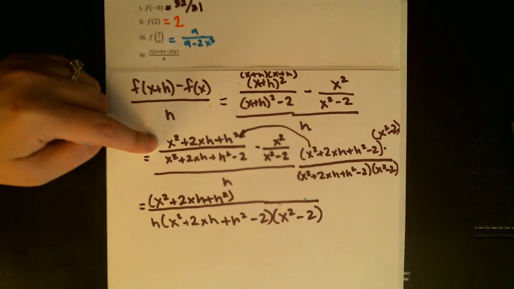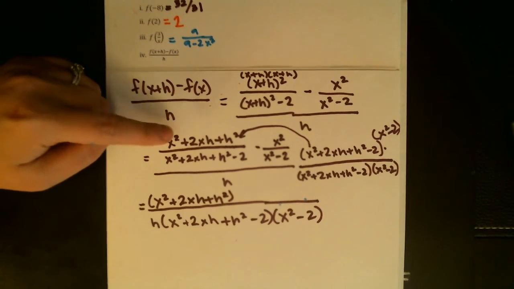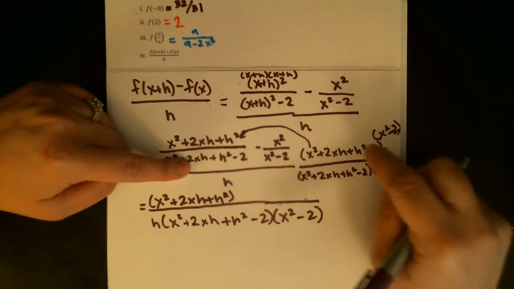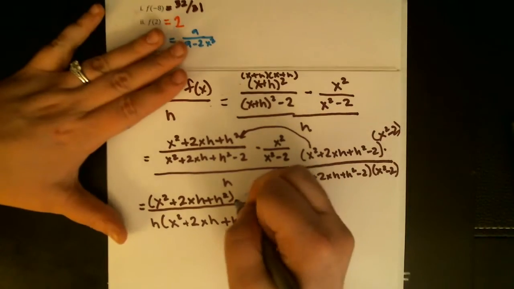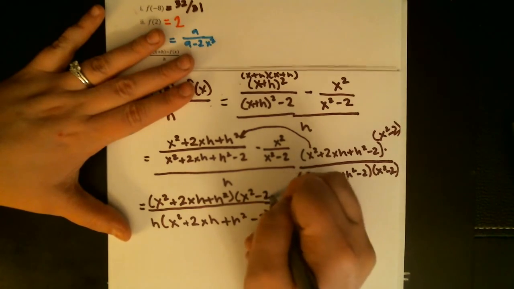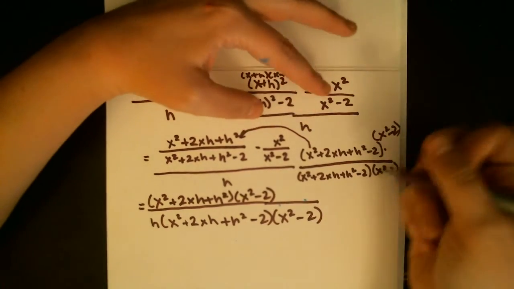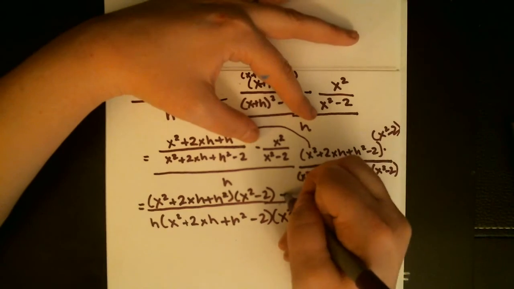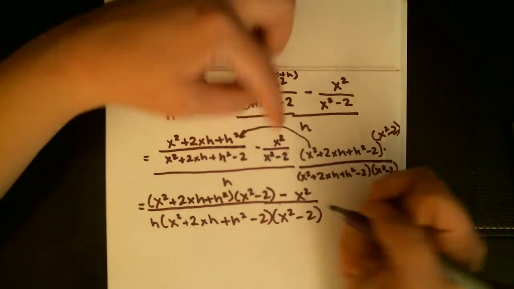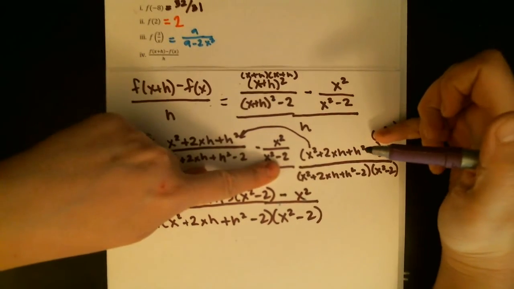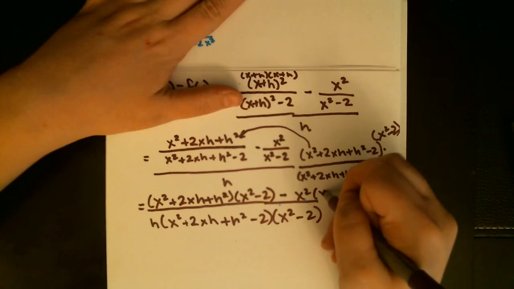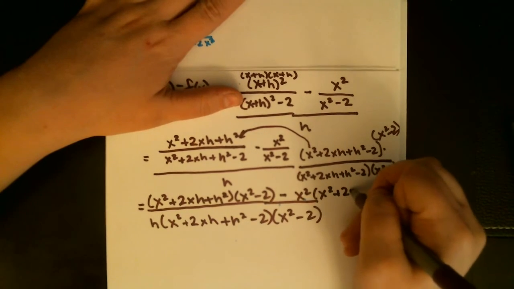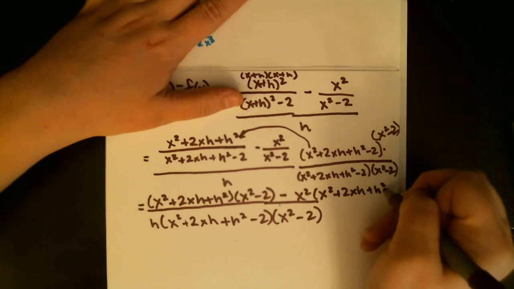We have the x squared plus 2xh plus h squared from the top. We no longer have the bottom. We no longer have this factor, but we do still have an x squared minus 2. And then in the second one, when we multiply, we're left with the minus x squared. The x squared minus 2's cancel, so the rest of what we're left with is the x squared plus 2xh plus h squared minus 2.